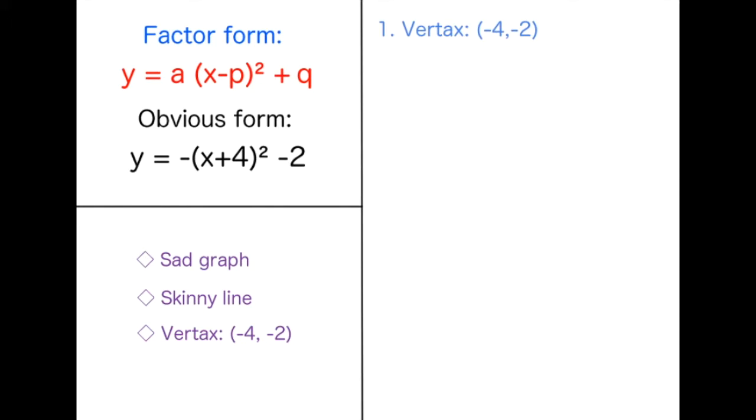So the way how you draw the vertex form is first you have to find out your vertex, which is negative 4 and negative 2. Then you have to find out your y-intercept. So the way how you find your y-intercept is you set your x value as 0, then you just plug the number into the formula. Then you can get your y value is equal to negative 18. Then we can draw our graph.